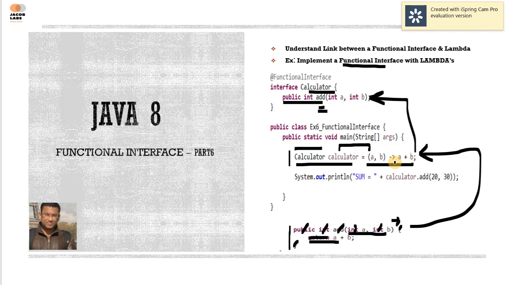And how do we call or apply this lambda? We say calculator dot add. So we call the add method, and the implementation of the add method is this lambda. It will call this function, and we are supplying 20, 30, and the answer would be 50.